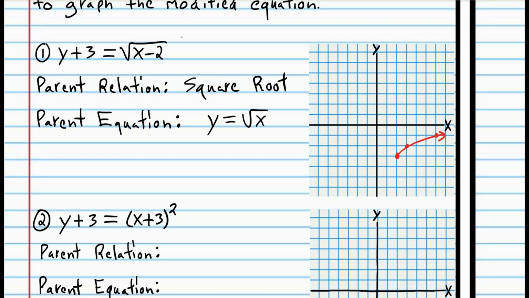And that's all this is. That's all a translation is. When you subtract units from x, you move it to the right. When you add units to y, you move the graph down.